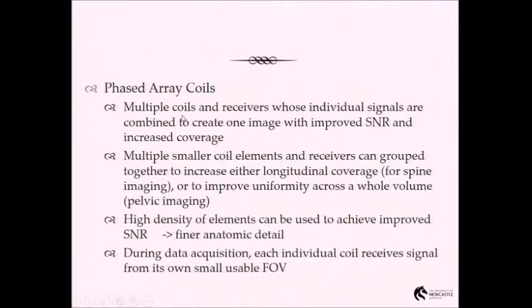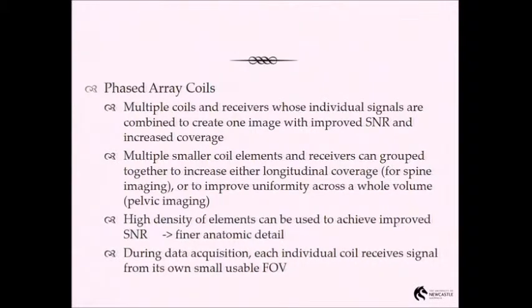These use multiple coils and receivers that collect little bits of information, and you add all that information together to get a better signal. So there's multiple smaller coil elements and receivers grouped together to increase their longitudinal coverage. So this is what you see in spine imaging. So we can image the whole length of the spine. So again, things like people that have had cord compression that need emergency radiotherapy treatment, you want to image the whole of the spine so that you can see what level of vertebral collapse it is.